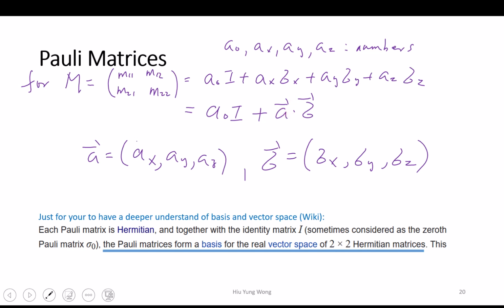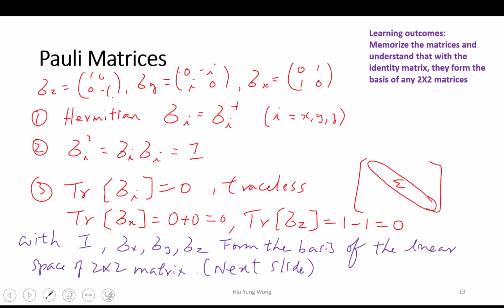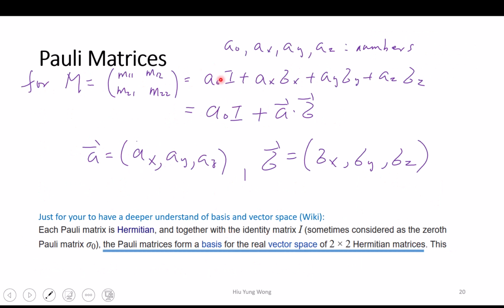So maybe I will just stop here. In summary, this is what I copied from Wiki. I hope now you will understand. All the Pauli matrices are Hermitian. We talked about that already. Together with the identity matrix, they form the basis for the vector space of 2 by 2 Hermitian matrices. Basically, what I'm giving you is general. Maybe I should add one more.